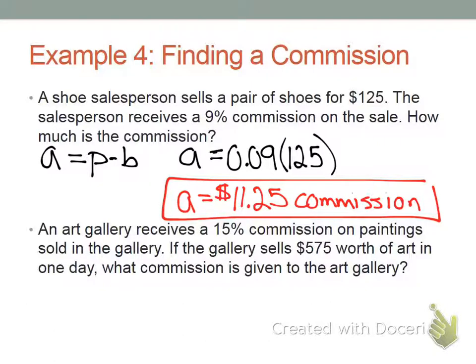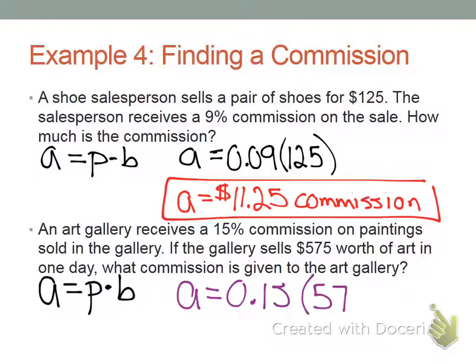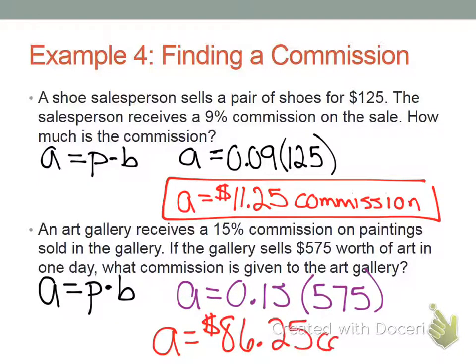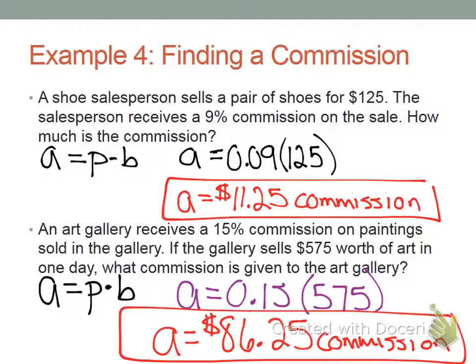All right, go ahead and solve the second one for the art gallery example. All right, so A equals P times B again. My percentage is 0.15 times 575. They made a decent commission in one day, I guess. I mean, $575, that's a lot of sales. All right, so that's how to find commission, guys. Hopefully that makes sense. And that's everything you need to know for 9.4.